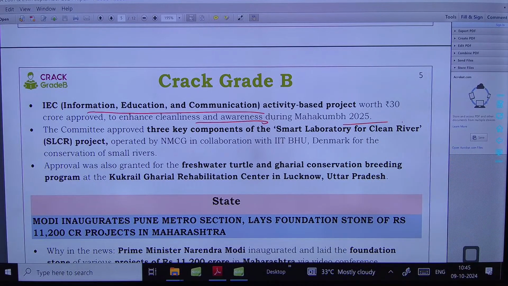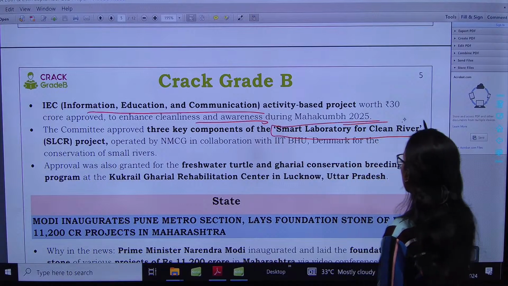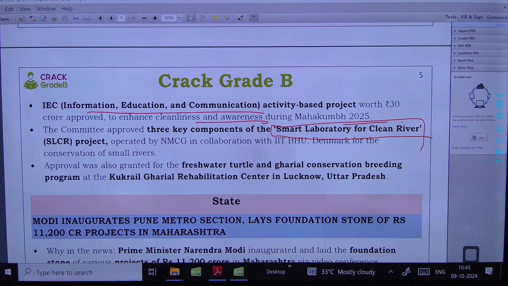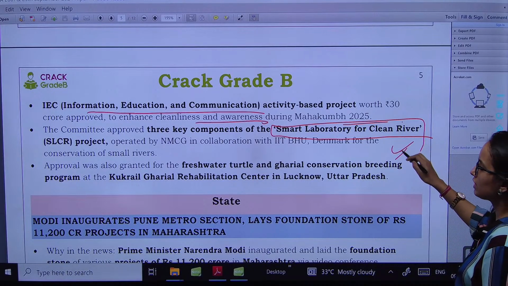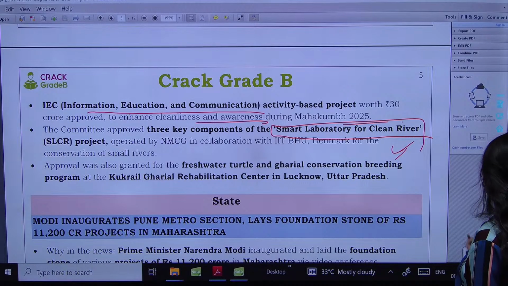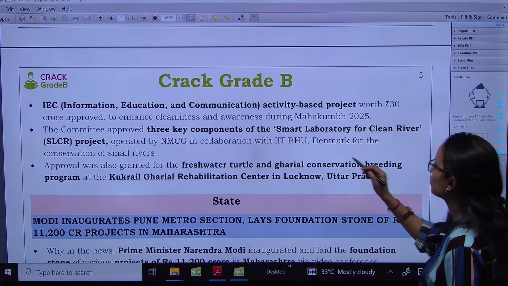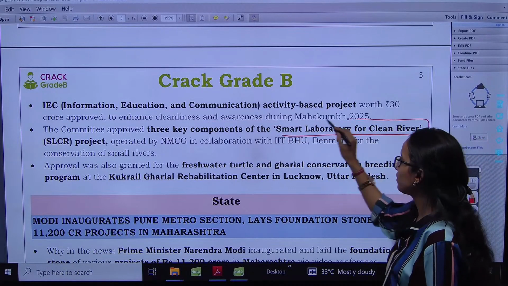Then the committee has approved 3 key components of the smart laboratory for clean river. The smart laboratory for clean river project is operated by NMCG in collaboration with IIT BHU and Denmark, for the conservation of small rivers. So 3 components have been approved under this. Just remember this, this is important. So this is the smart laboratory for clean rivers.